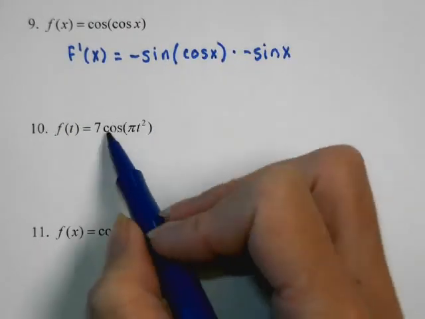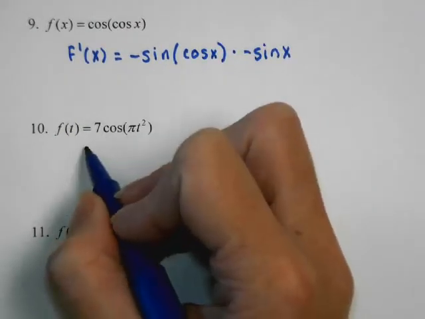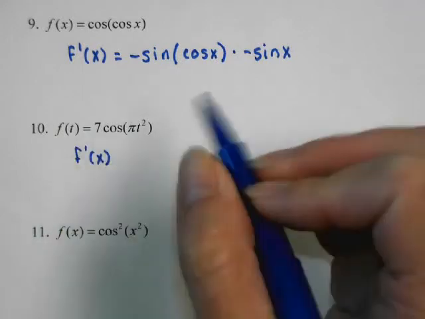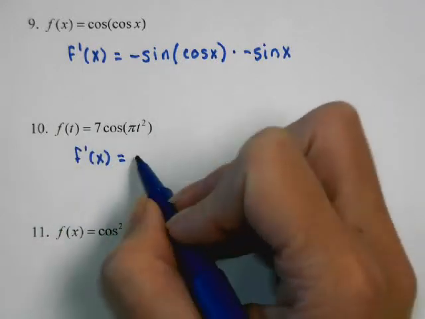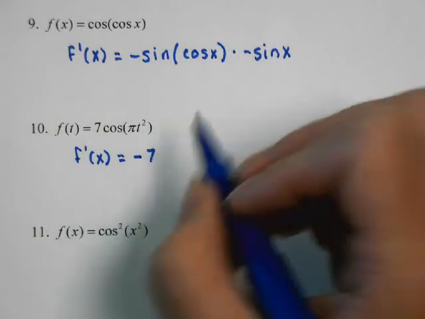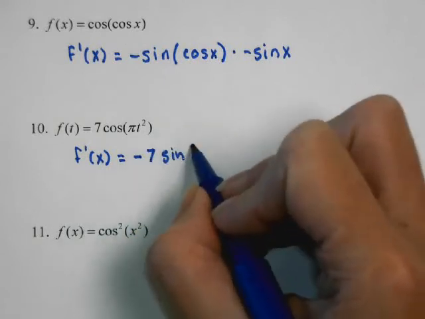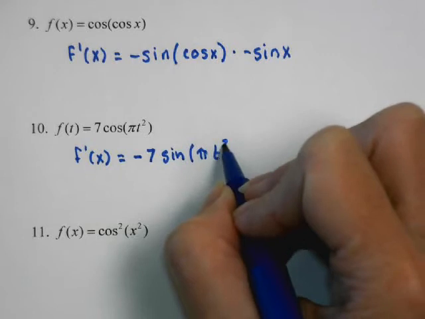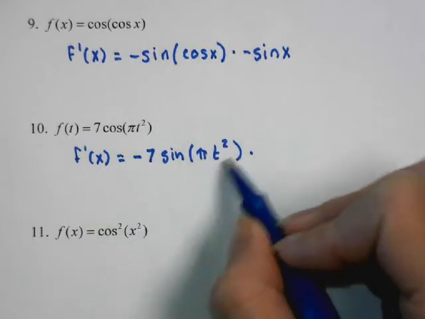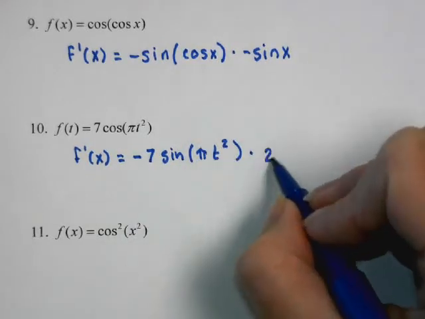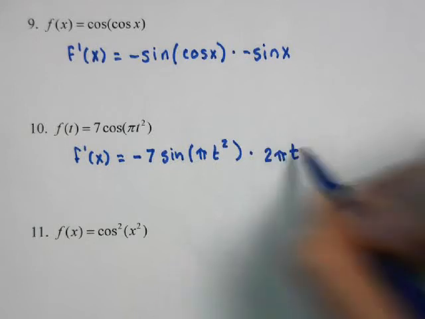Okay, here my outside is cosine. So this is going to be negative 7 sine pi t squared times the derivative of the inside, which is going to be 2 pi t.